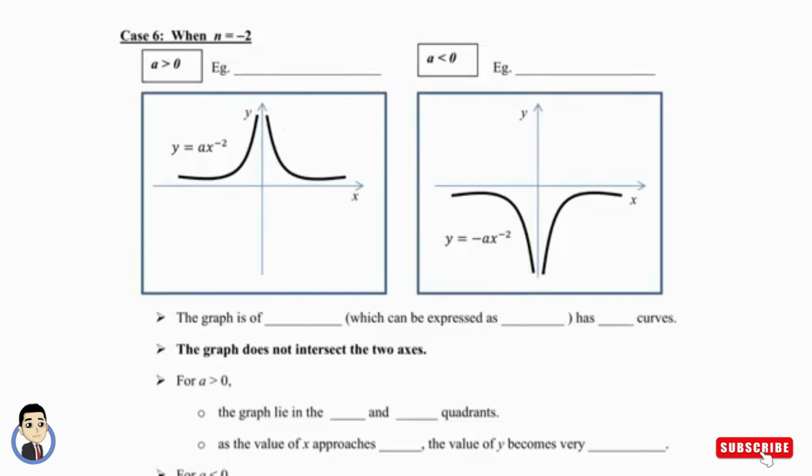Hello everyone. For this part of the video, we are going to explore where n equals -2. So this is the example. Well, same as the case where n equals -1, we can rewrite this equation as y equals a over x power 2, positive. Okay, we can do that by using the law of indices.